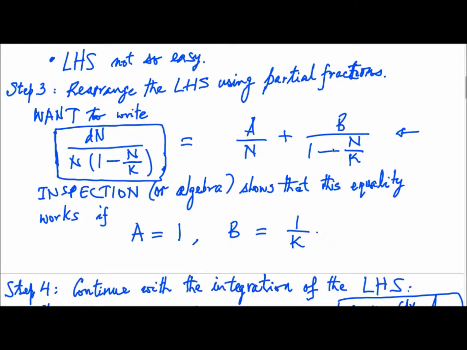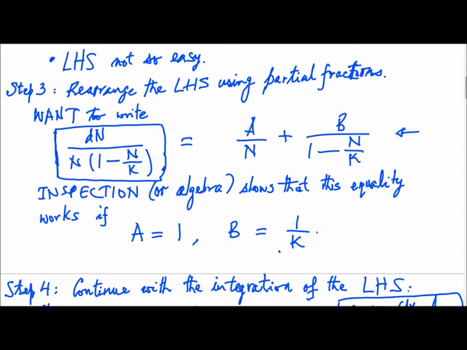And you can see that the denominator is going to work out. In order for the numerator to work out, we say the first fraction is multiplied by some unknown capital A, the second fraction by some unknown capital B, and the issue is, can we find an A and a B that make this equal? And inspection of this thing, or some easy algebra, shows that you can do this if A equals 1 and B equals 1 over capital K.